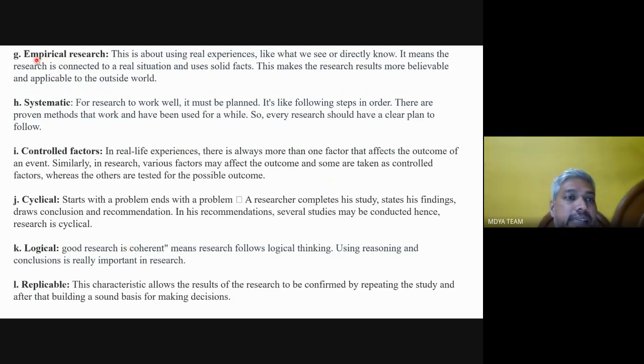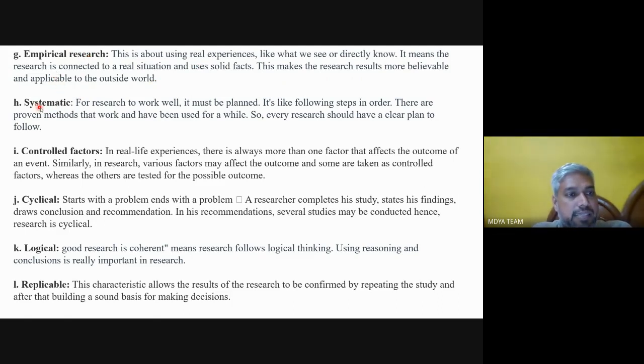Another characteristic is empirical research. Empirical means using real experience, like what we see or directly know. It means the research is connected to a real situation and uses solid fact. This makes the research result more believable and applicable to the outside world. So one characteristic of research is that it should be empirical, meaning we should take it as real life experiences. So this is another characteristic.